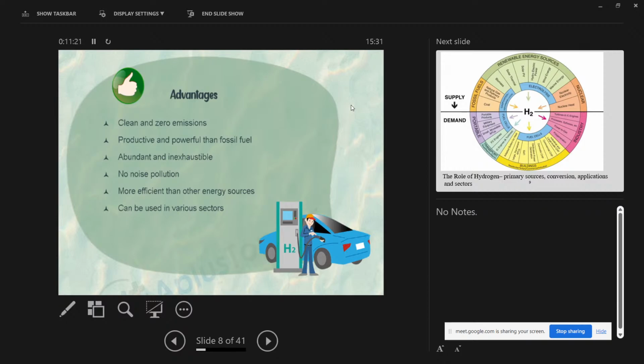Another main point is that there is no noise pollution. If you're talking about cars or the automobile industries, every vehicle using it does not emit any kind of emissions, and it is also noiseless. It is more difficult than other energy sources because storage is the problem with hydrogen, we will talk about that later, but it is more efficient than the other energy sources and can be used in various ways. Can you change the slide, please?